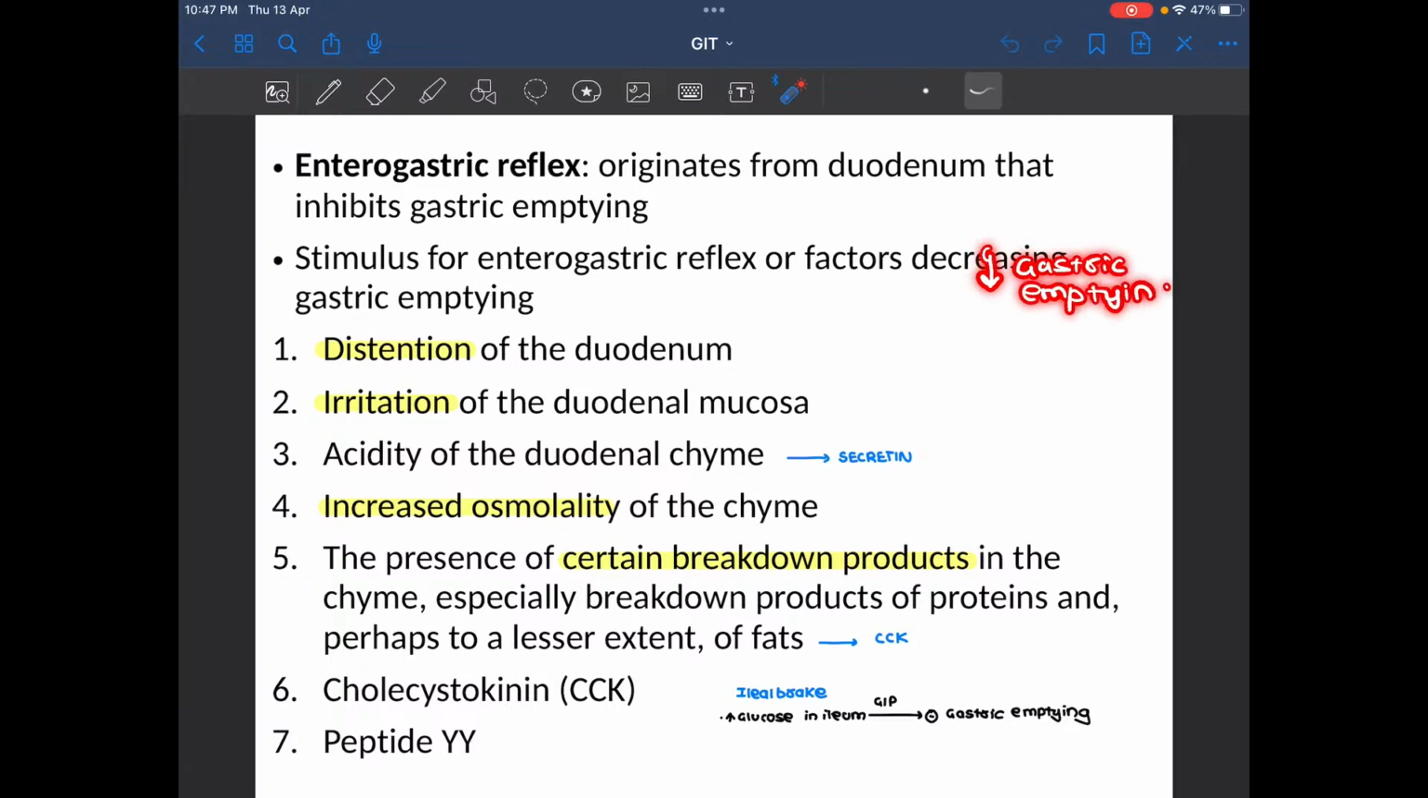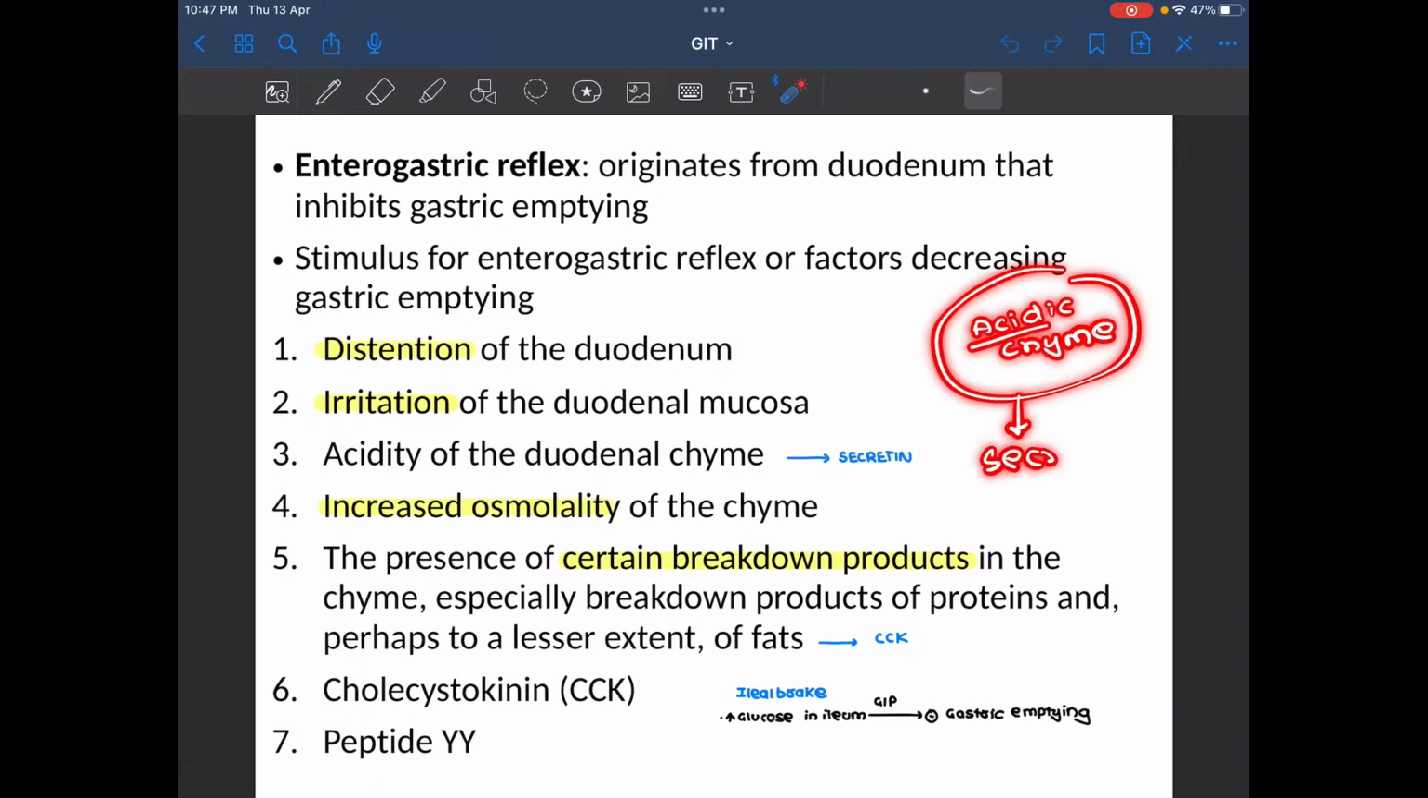So what are the different things that can stimulate this enterogastric reflex? First is distension of the duodenum. Second is irritation of the duodenum. Okay. Third, very importantly, is the acidity of the duodenal chyme. Whenever we talk about GI hormones, whenever acidic chyme is entering from the stomach into the duodenum, then we have secretion of something known as secretin. This secretin is the one which is actually mediating your enterogastric reflex and preventing further gastric emptying. Once that much acidic chyme has come, it says that this much is enough for me. Now wait for some time, close the pylorus and decrease your gastric emptying.